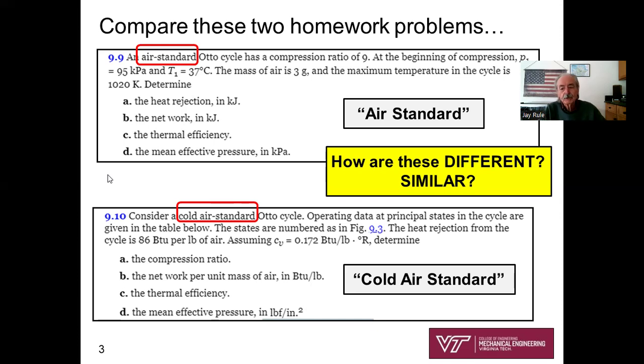Well, both of those have to do with something called the Otto cycle. That's the model of a spark ignition engine in your car, okay? But we've got to understand before you can start putting pencil to paper, what's the difference between air standard and cold air standard analyses? They are both similar, but also some of the solution steps are different.